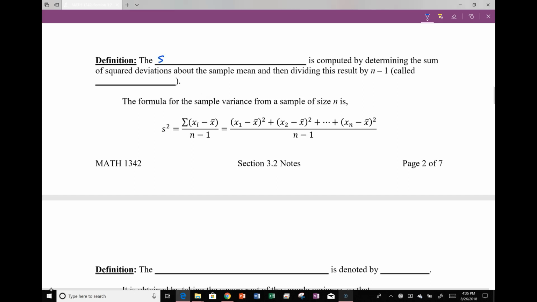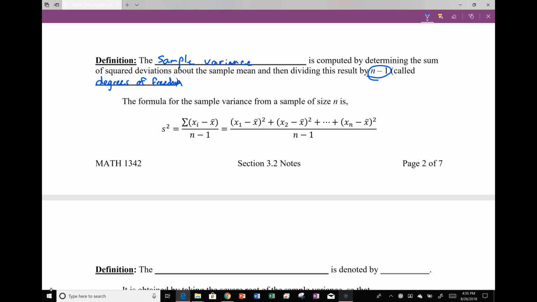So the sample variance is begun the same way, but in this case we actually divide by n minus 1. It's called our degrees of freedom. And the degrees of freedom help me know that it comes from a sample instead of a population. I need that little bit of buffer room because I don't have the entire population.